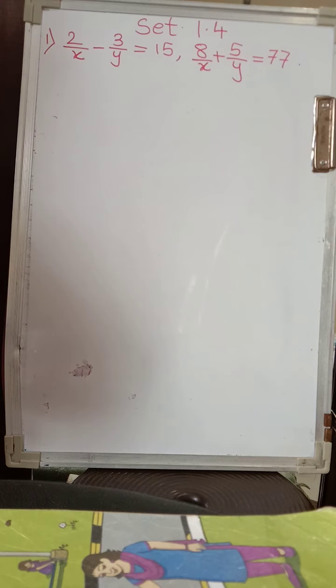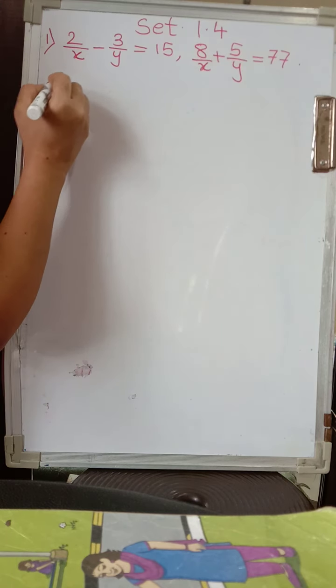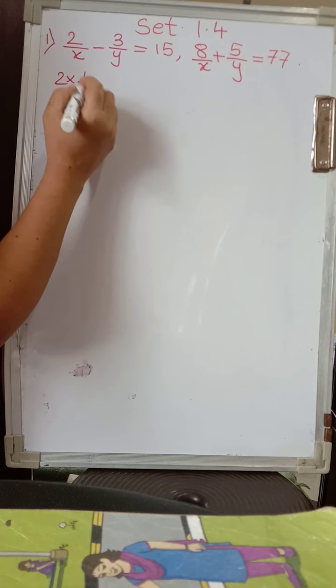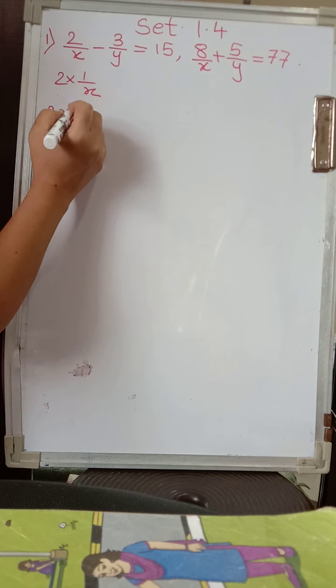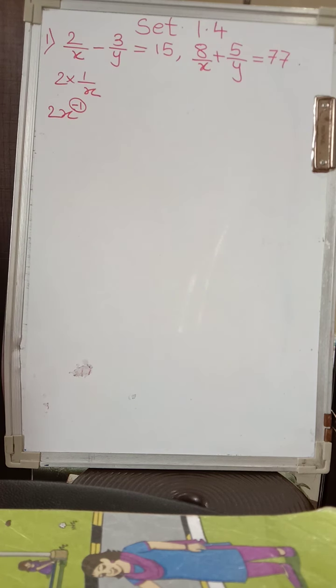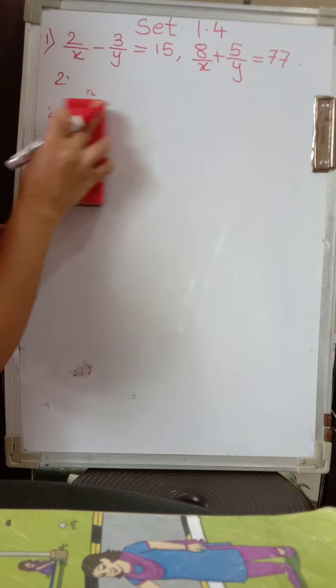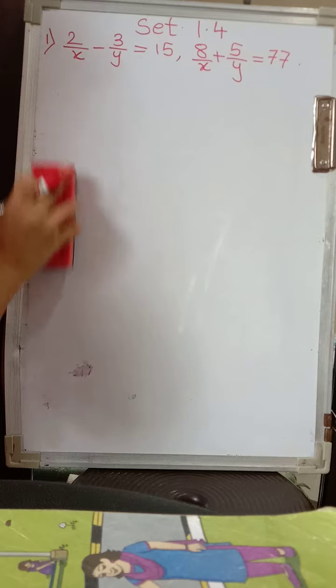Reason is that 2 upon x can be written as 2 into 1 upon x, and 1 upon x is x raised to minus 1. If the index is negative, it can't be a linear equation. Though there are two variables, it can't be a linear equation in two variables. So our first job is to convert this equation into a linear equation.